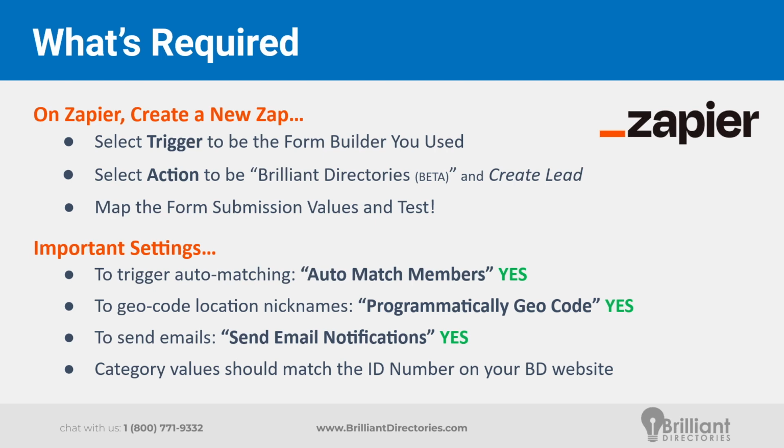And lastly, if you are going to want to send the relevant email notifications, then send email notifications, you're going to set that to yes as well. Everybody would probably want to set that one to yes. And then again, just the last thing to reiterate, the category values within the Zap and within the form field options that you set up in the form builder, whichever one that may be, those values should match the ID number of those categories on your BD site.